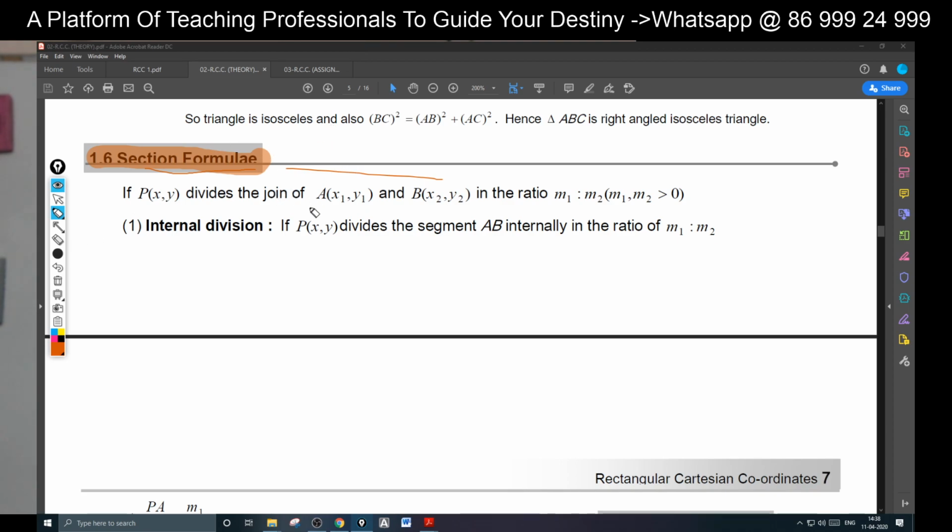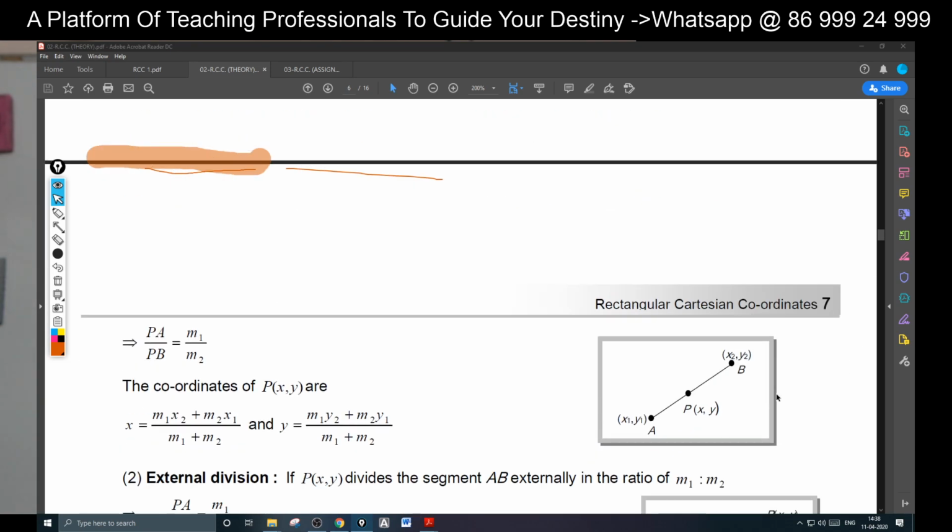So in the section formula, whatever the line segment is there, this is the line segment. For this line segment AB, there is another point P lying on the line segment. Let us suppose this is dividing it in the ratio m is to n.